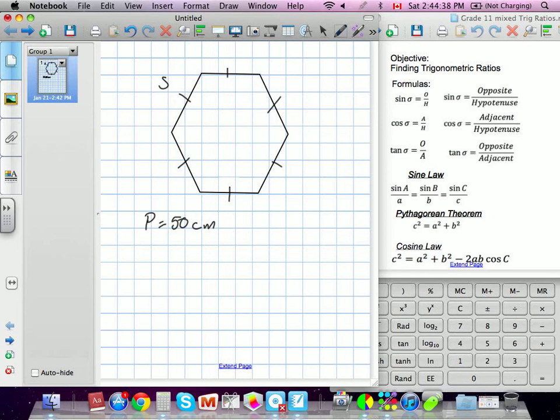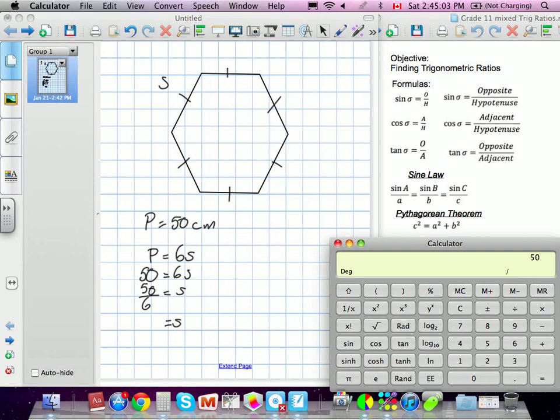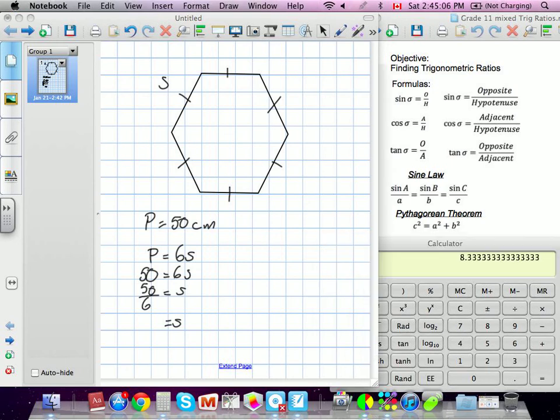So we can also, for the perimeter, go P is equal to S plus S six times, or we can write it as what? Yeah, so the perimeter would be 6S, and since the perimeter is 50, we replace the P with 50. Each side is equal to 50 divided by 6, you're right. So 50 divided by 6 is 8.3, 8.3 repeated.